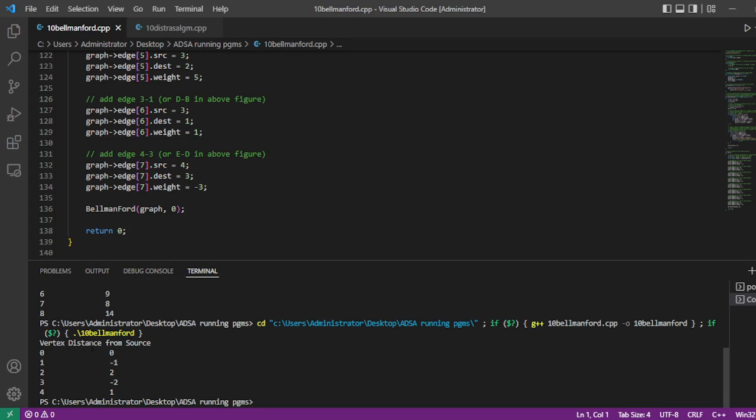So this is the vertex distance from the source. Here our source is 0, because we are giving the Bellman-Ford algorithm a graph. The source is 0. So 0 to 0 is 0, and 0 to 1 is -1, 0 to 2 is 2, 0 to 3 is -2, 0 to 4 is 1. So I hope the Bellman-Ford and Dijkstra algorithms are well understood by this explanation.